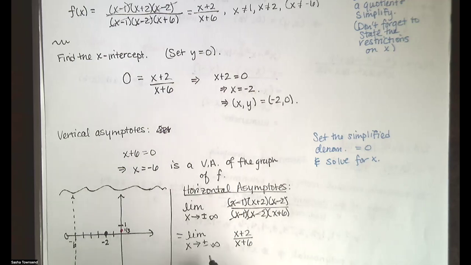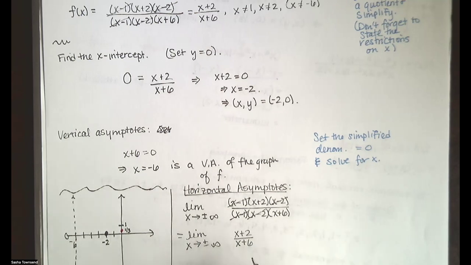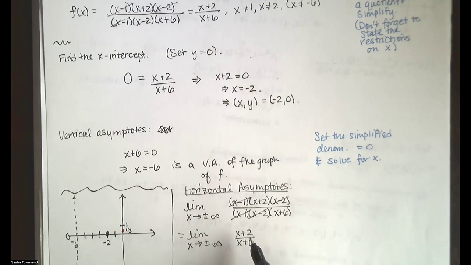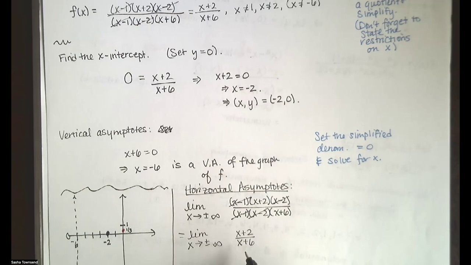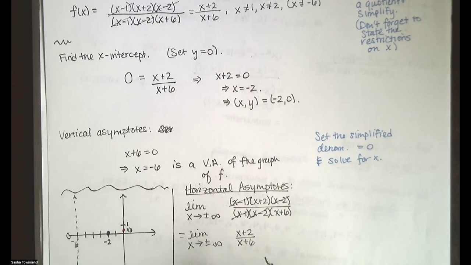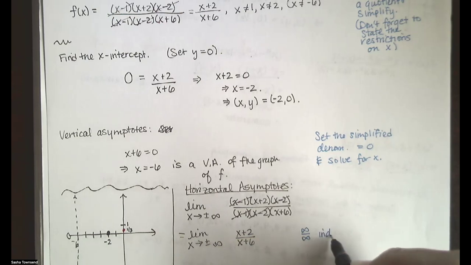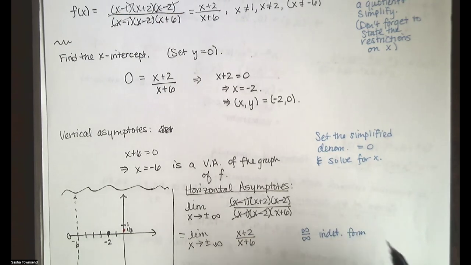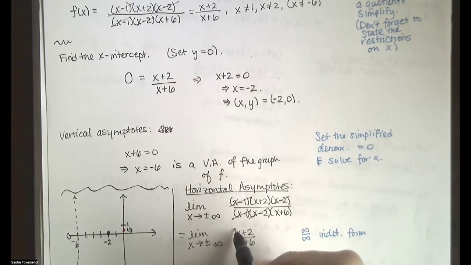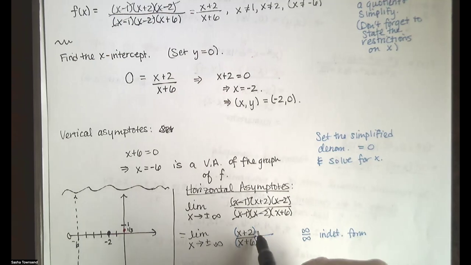These functions have the same limits as x goes to positive and negative infinity. As x gets very, very large, x plus 2 also gets large. So if x was 1,000,000, the numerator would be 1,000,002 and the denominator 1,000,006. So it's basically 1,000,000 over 1,000,000. The 2 and the 6 don't matter much as x goes to infinity. So we're basically approaching 1. But to prove that, we call this an infinity over infinity indeterminate form, and we want to get rid of that problem.